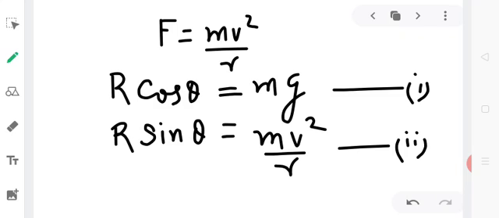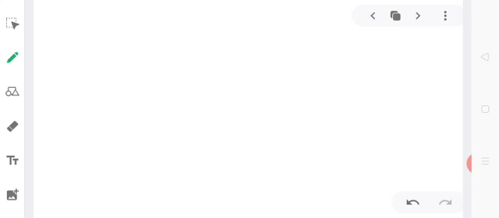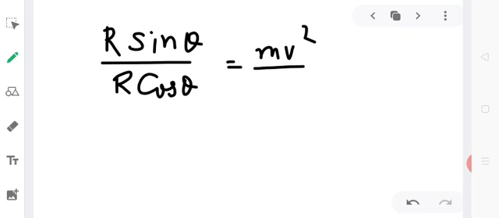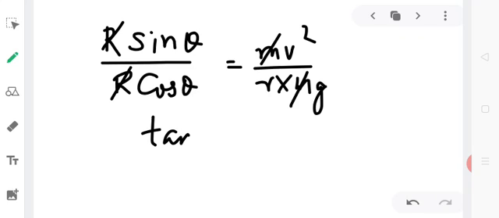Dividing 2 by 1, we get R sin theta by R cos theta equal to mv square by r into mg. So you can cancel out m, you can cancel out r. So you are left with tan theta equal to v square by rg. Knowing v and r, we can calculate theta.